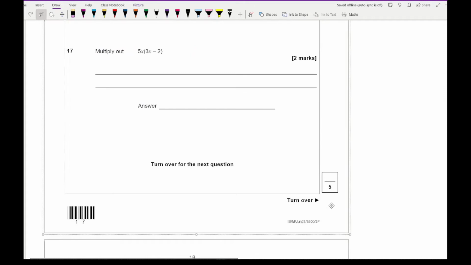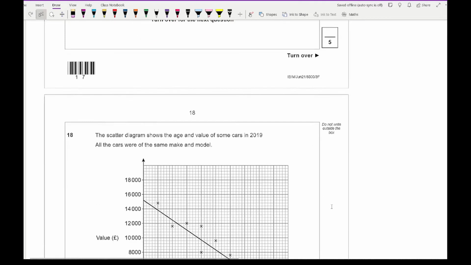Then moving on to question 17, it says multiply out the brackets. So here we've got 5 times, so you multiply numbers with numbers, letters with letters. So 5 times 3 is 15, x times x is x squared. Then we've got a minus, 5 times 2 is 10, but I've got that x also, so it's going to be 15x squared minus 10x.